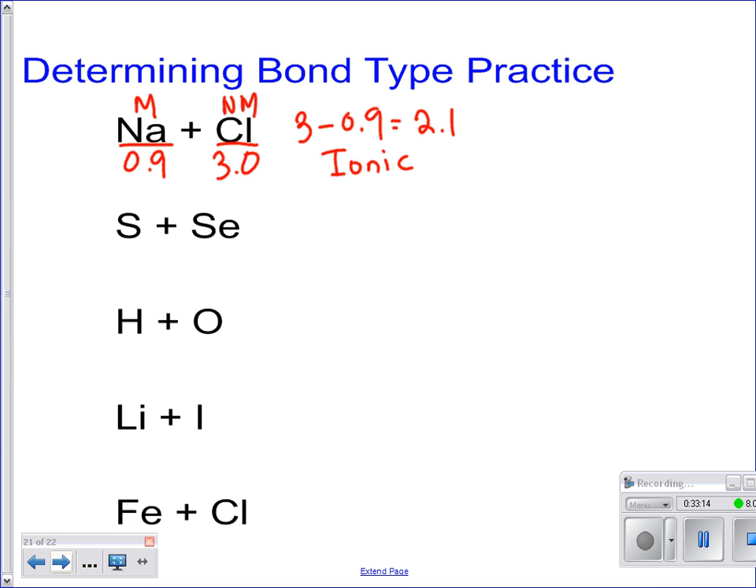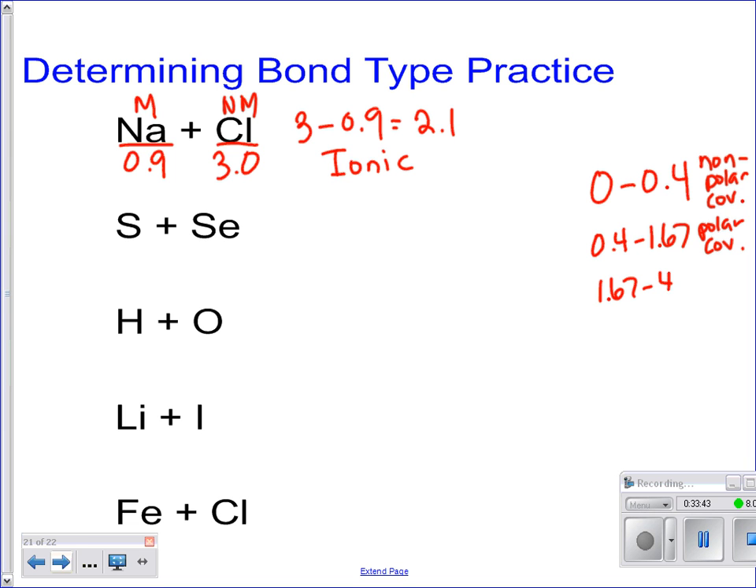You will have to remember those numbers, so you need to know off the top of your head for quizzes and for tests that if it's between 0 and 0.4, this is going to be nonpolar covalent. If it's between 0.4 and 1.67, you need to know that this is going to be polar covalent. And if it's between 1.67 and 4, this is going to be an ionic bond. So you definitely need to know those off the top of your head.